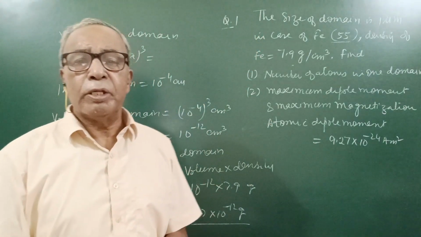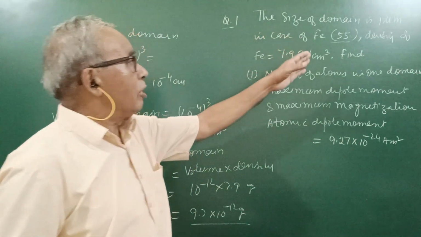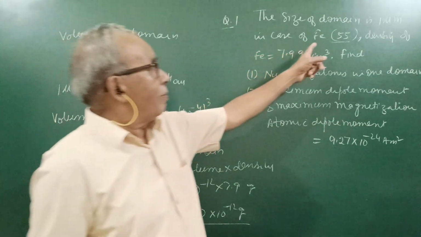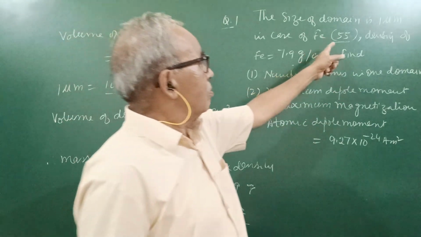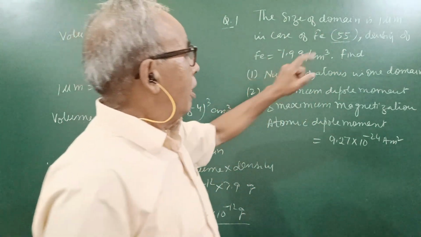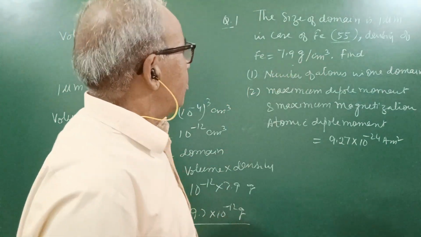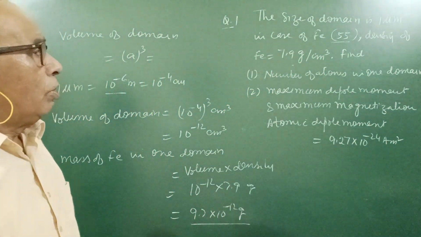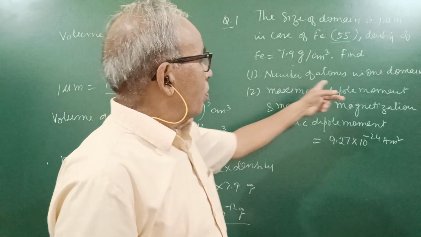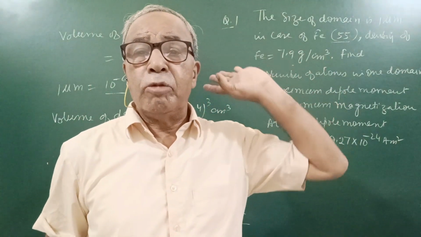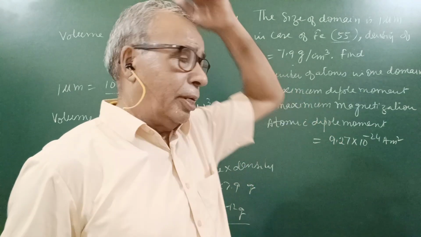Yes, dear student, here is a question. The size of a domain is 1 micrometer in case of Fe55, meaning the mass number is 55. The density of iron is 7.9 gram per centimeter cube. The question says, find the number of atoms in one domain. I told you nearly 10 to the power 10 atoms are present.